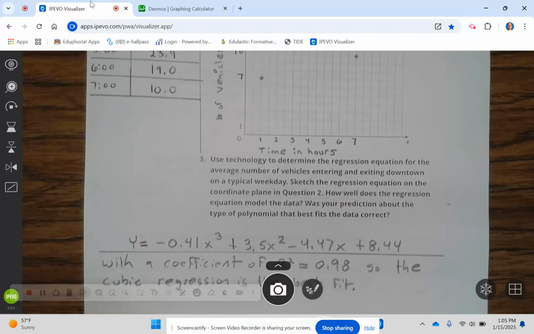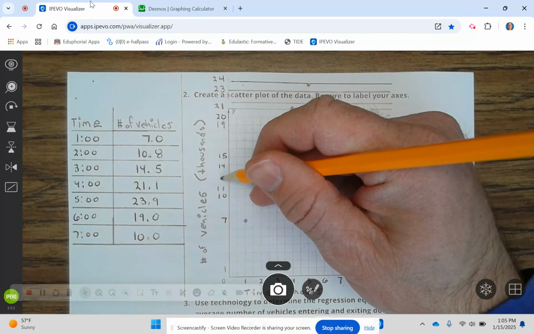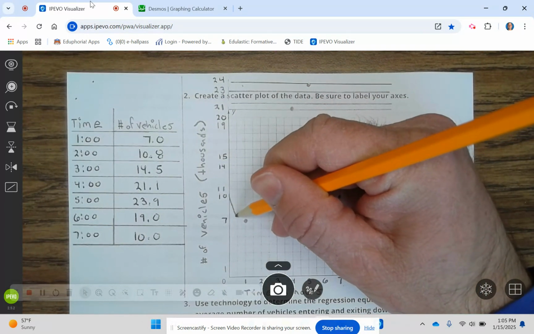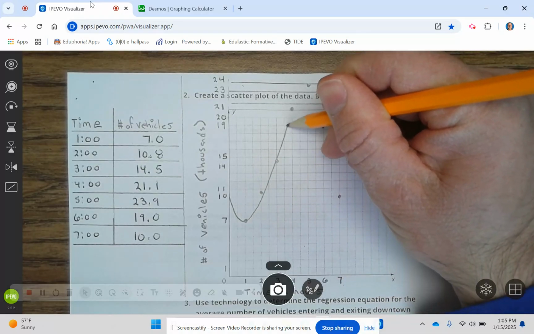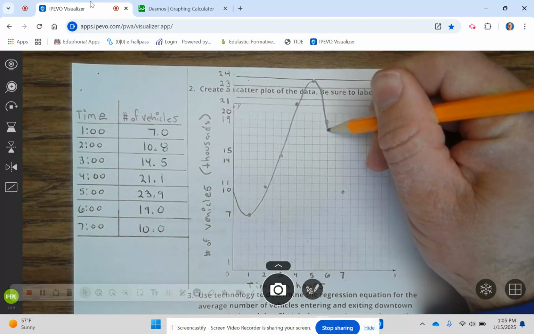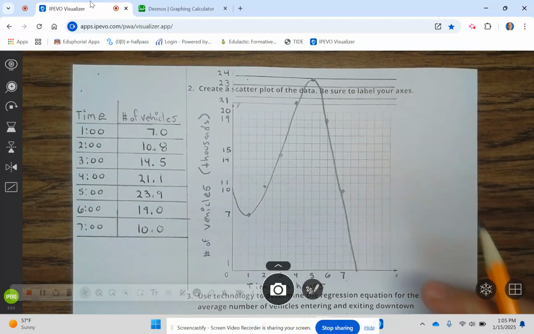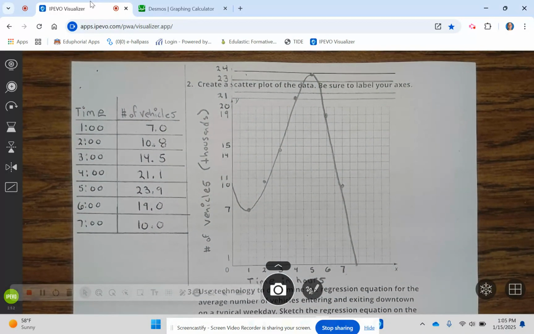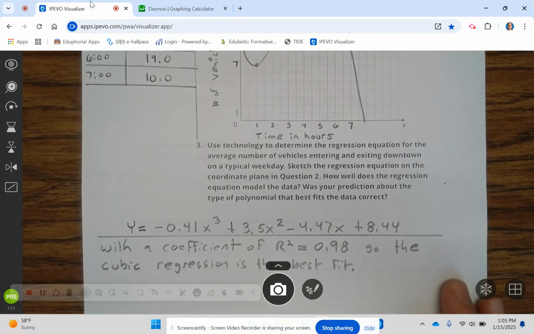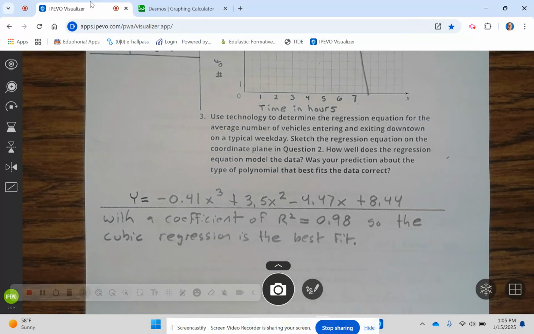And then let's go back and sketch the regression, which we know comes up, back down, up, and back down like so. All right, so go ahead and finish up the graph. Make sure you have the equation written down. All right, let's take a look at the next page.